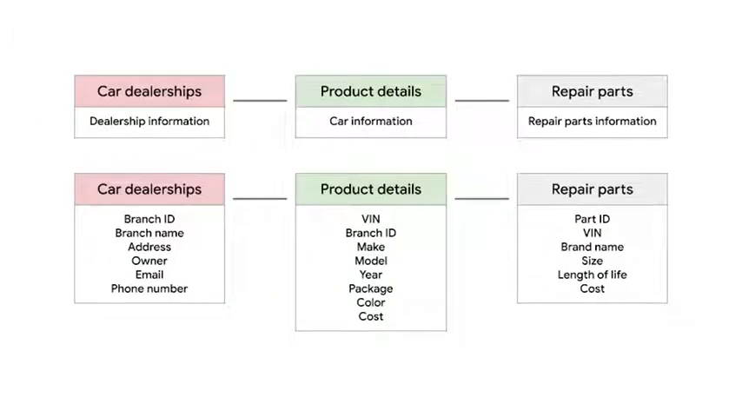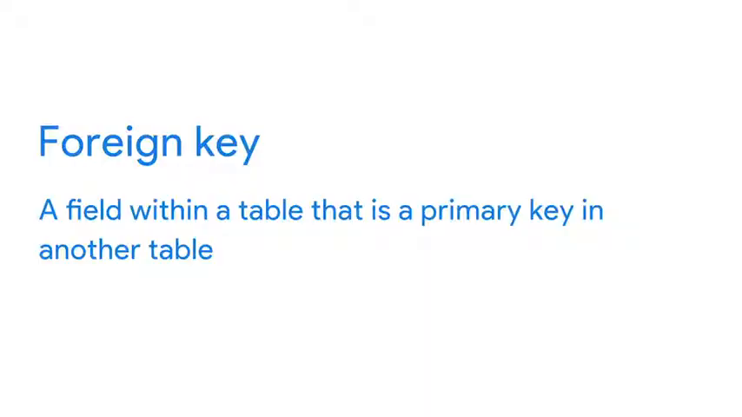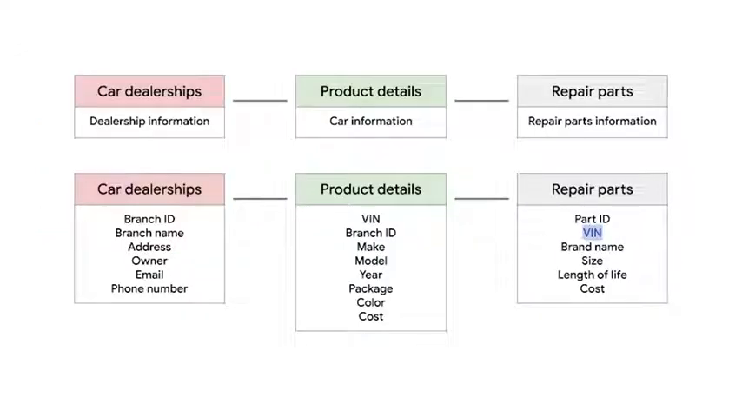So in our car manufacturer example, we can see that branch ID is the primary key in the dealership table, VIN is the primary key in the product details table, and part ID is the primary key in the repair parts table. Primary keys are unique and can only exist once within a given table. There's also foreign keys. A foreign key is a field within a table that's a primary key in another table. So in our example, the VIN is the foreign key in the repair parts table. As you can see, a table can only have one primary key, but it can have multiple foreign keys.